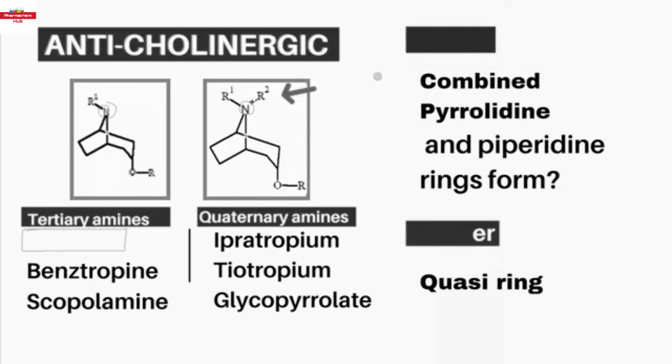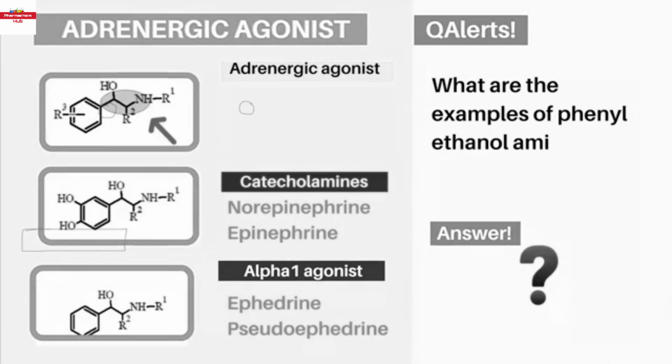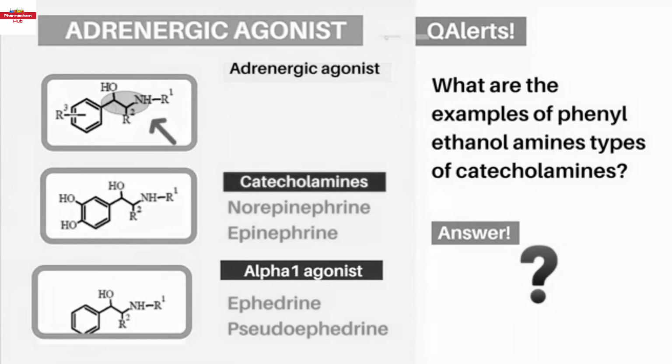So next, let's look at another analog that always comes up in the exam, which is the adrenergic agonist. Again, there are several drugs in this category. The core structure of the adrenergic agonist is made of a simple phenyl ethanol amine. They are called phenyl ethanol amines. Within adrenergic agonists, there are several drugs in that group. Therefore, this is a very important core analog to remember.